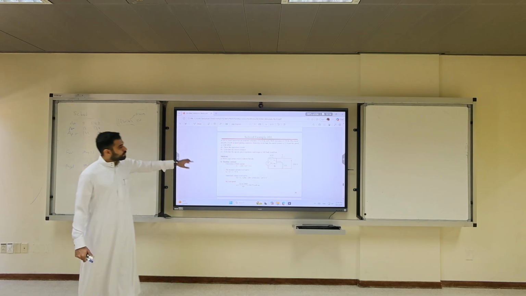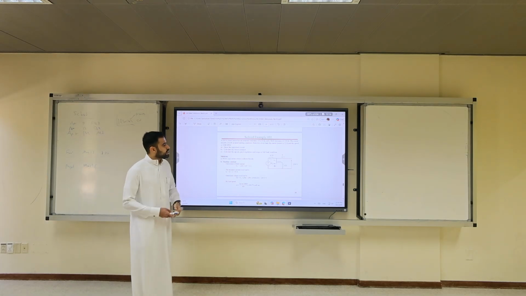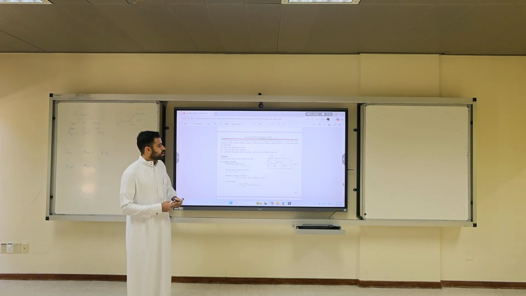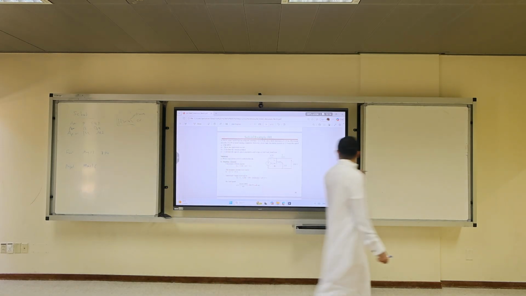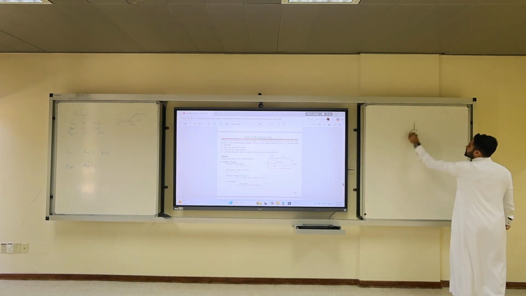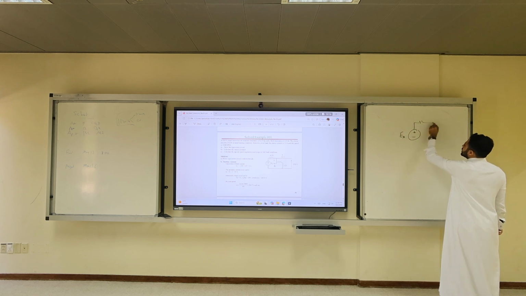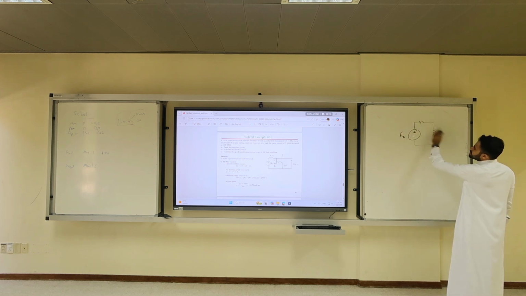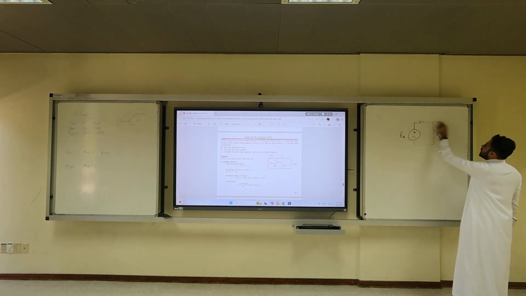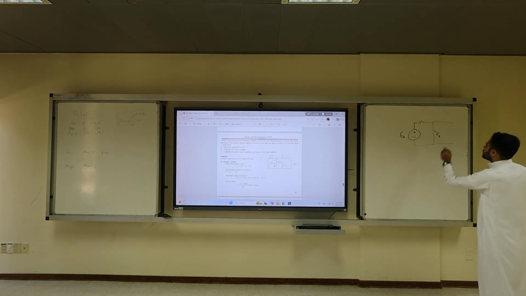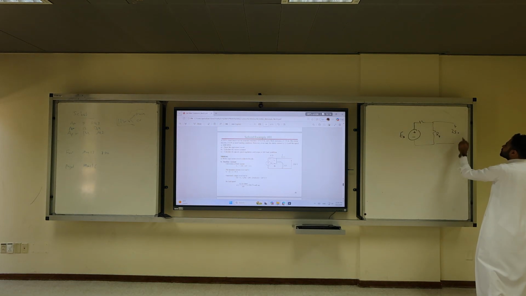So in the last example, we had a 250 volt shunt DC motor, okay? I told you to redraw the circuit. This is the circuit. This is EA, RA, the field we put it here. Sometimes they put the field on the left. And what is your input voltage? 250, okay?